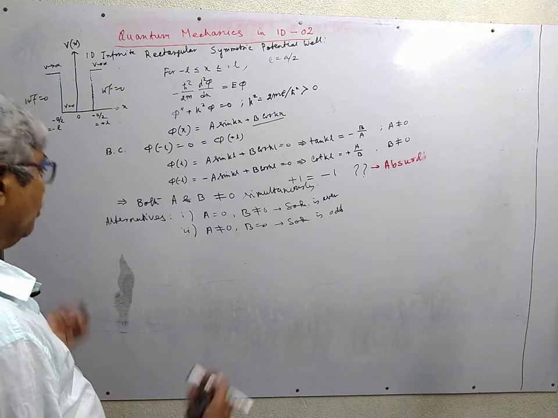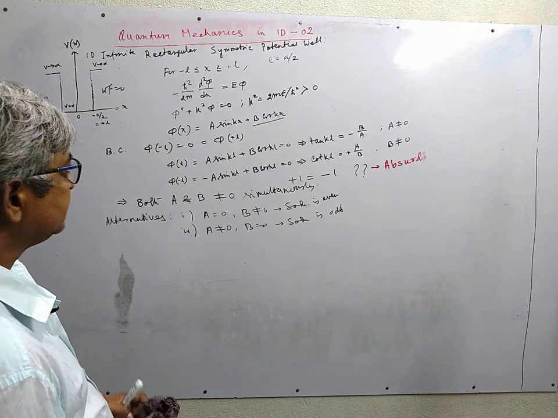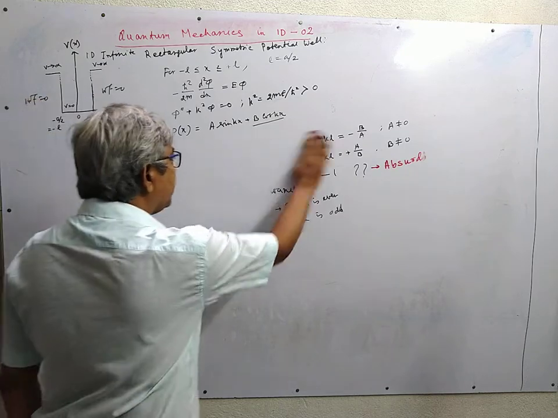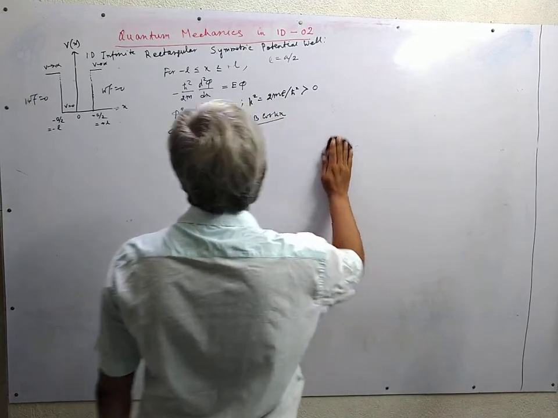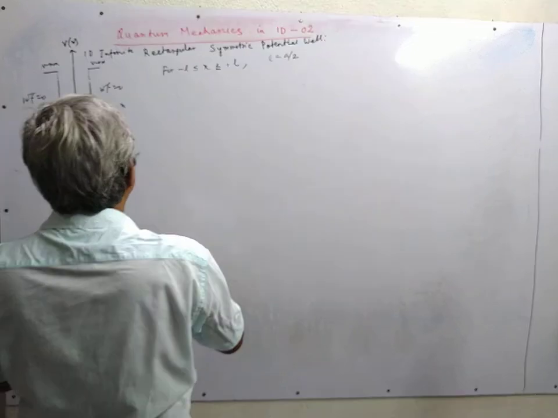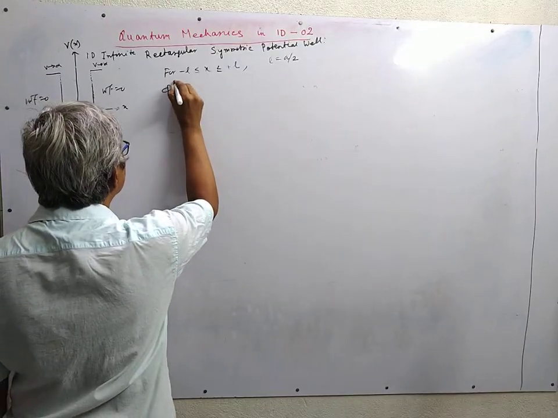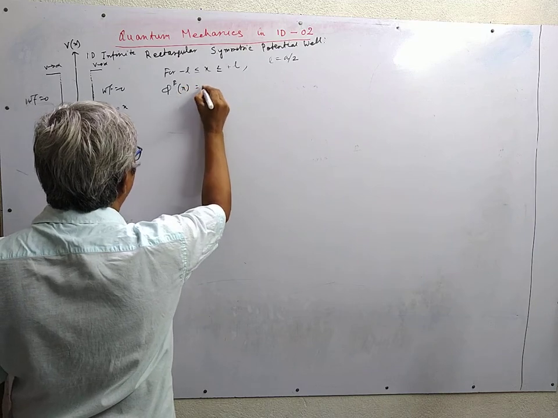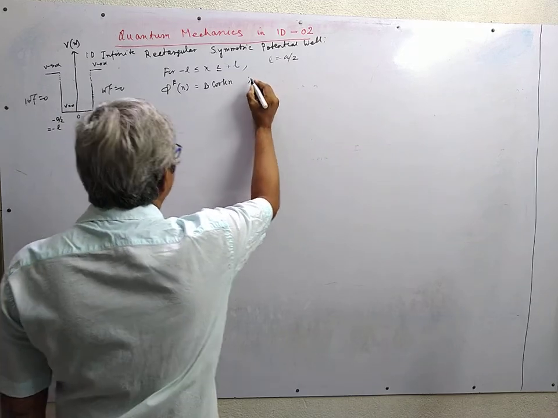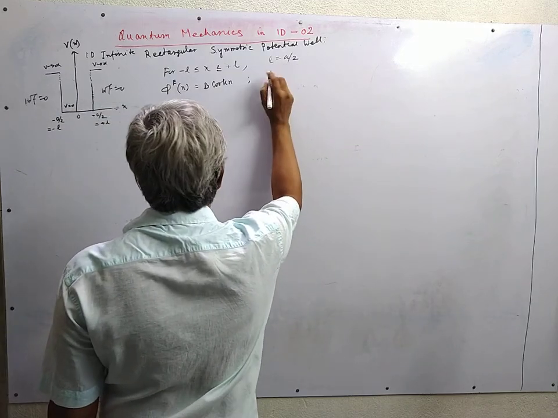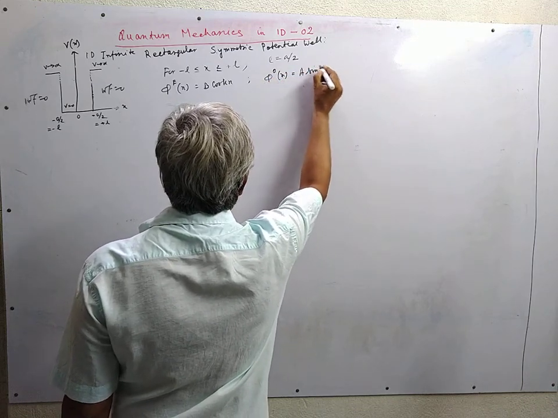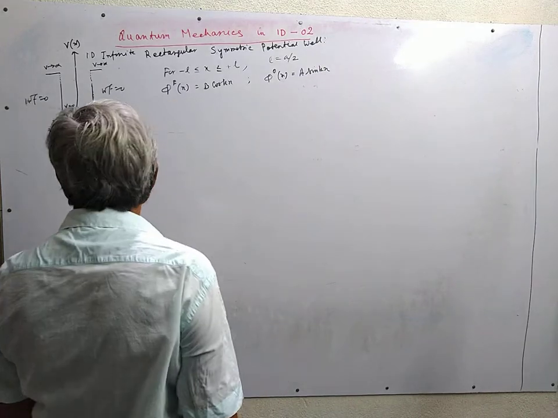Let us move with it. So first we consider the solution. We decouple the solution into two parts. So the solution is this: phi even of x is equal to B cos kx, and phi odd of x, we first start with the even category.